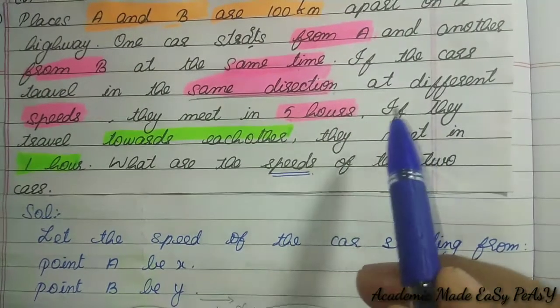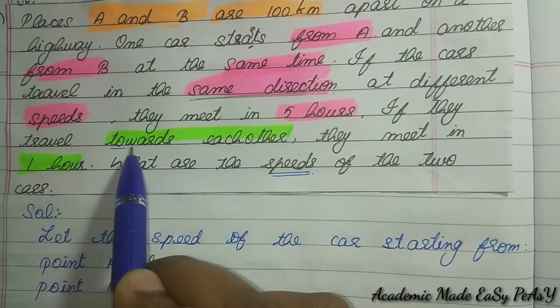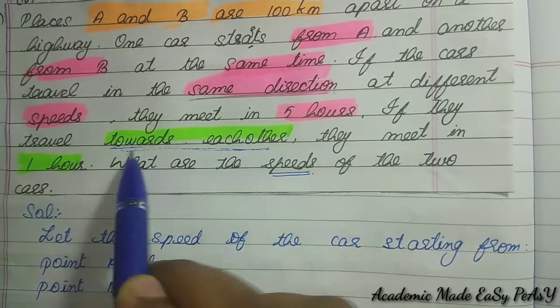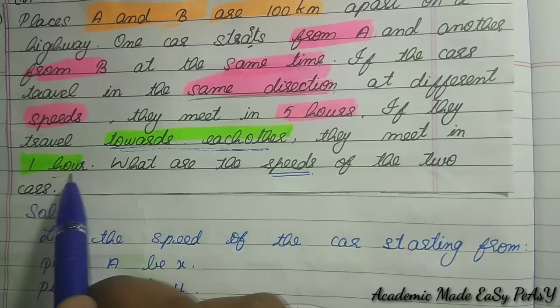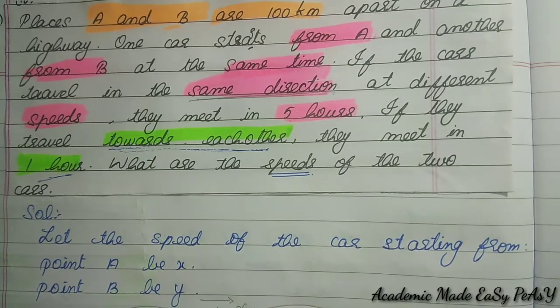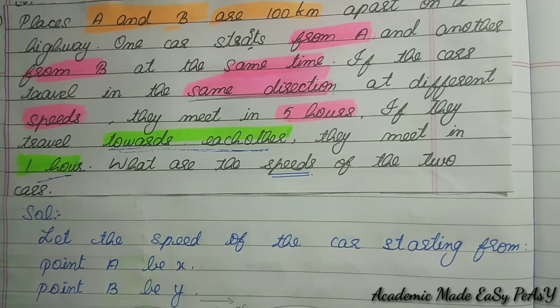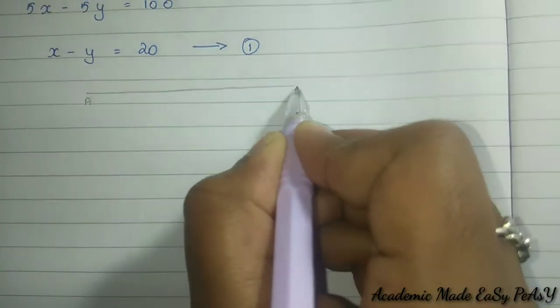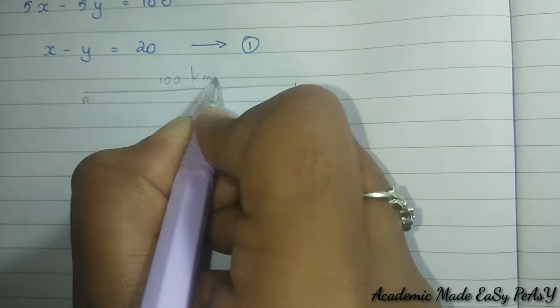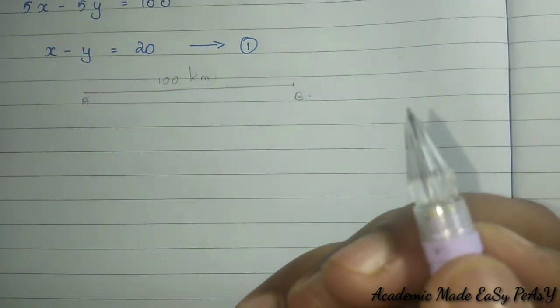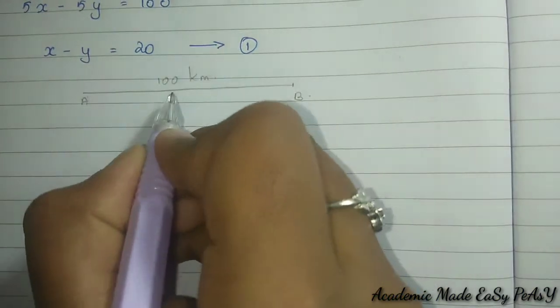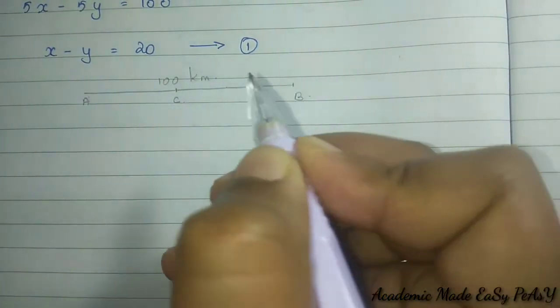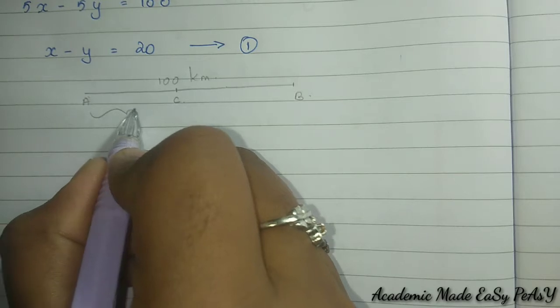So in the next case, what they are saying is that they are traveling towards each other and they meet after 1 hour. So again, let me just draw the diagram. So this is A and this is B. So here it is given that it is 100 kilometer. Okay, so now what I will do is let this point C be the meeting point. So here this is the distance.